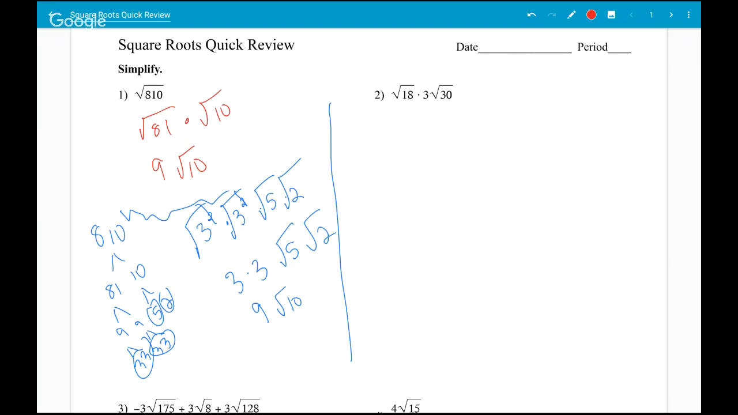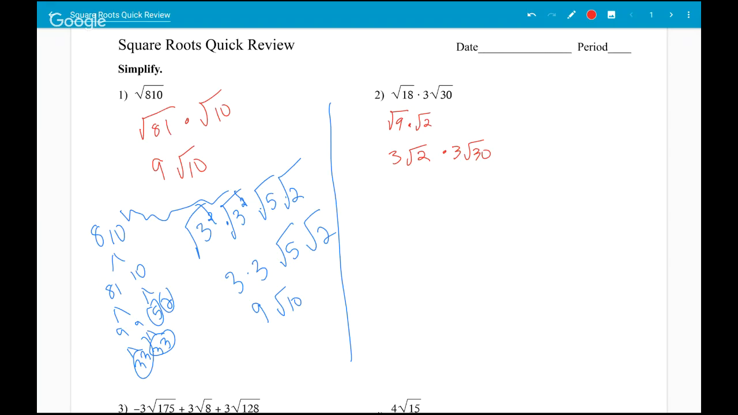The way I'm going to do it is I'm looking at 18 and 30. I could simplify the square root of 18, so I'm actually going to do that first. I'm going to break it up into 9 and 2, and then change that square root of 9 to a 3. So I used the perfect squares method to break down the square root of 18. And then I'm going to leave the 3 root 30 alone for one simple reason: there's not a perfect square that goes into 30.